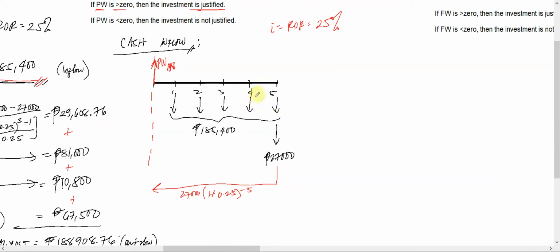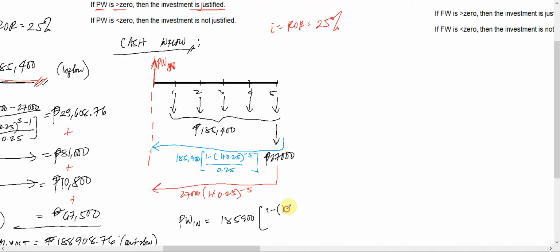Di ba? Present worth tayo. And itong 185,400 is actually an annuity, no? Ang present worth ni annuity is annuity 185,400 times 1 minus (1 plus 0.25) raised to ilang years ito? Negative 5, all over 0.25. And to compute the present worth of cash inflows, so present worth ni inflow is equal to, ayan, 185,400 times 1 minus 1.25 raised to negative 5 all over 0.25.